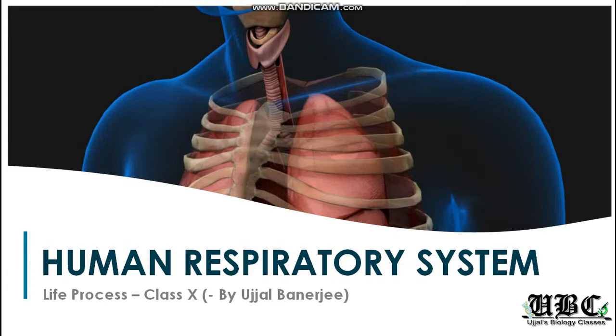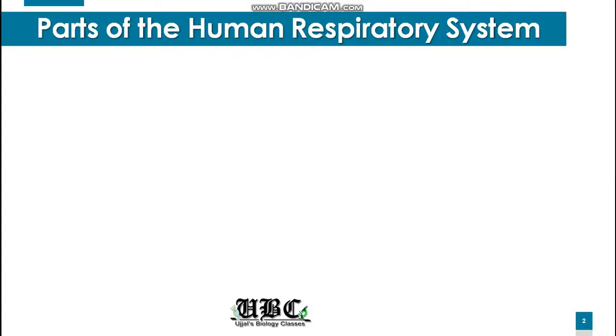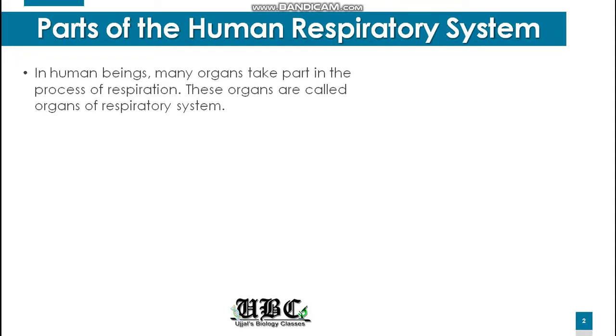Today we are going to deal with the chapter Life Process and the topic in it, the Human Respiratory System. So first of all, let's take a look at the parts of the human respiratory system. We know that all the organs which perform a particular function are designated as an organ system.